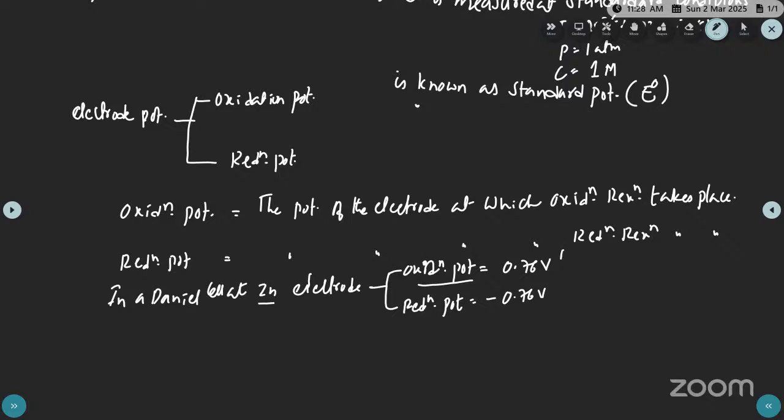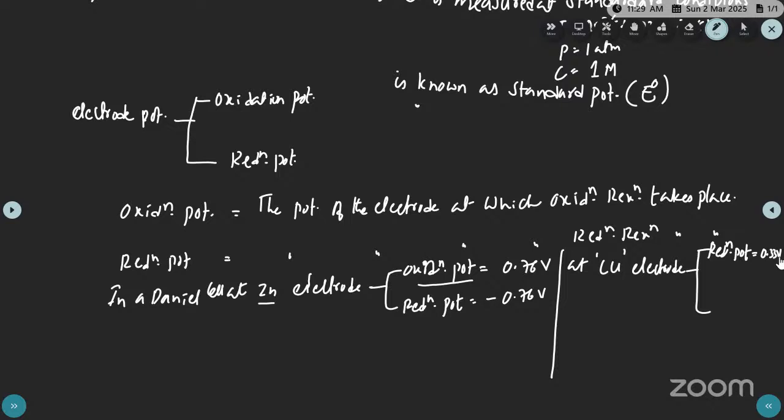And similarly, in a Daniell cell at the copper electrode, it also has two potentials. So at copper, what happened? Reduction reaction takes place, so its potential is known as reduction potential, and its value is 0.33 volts.